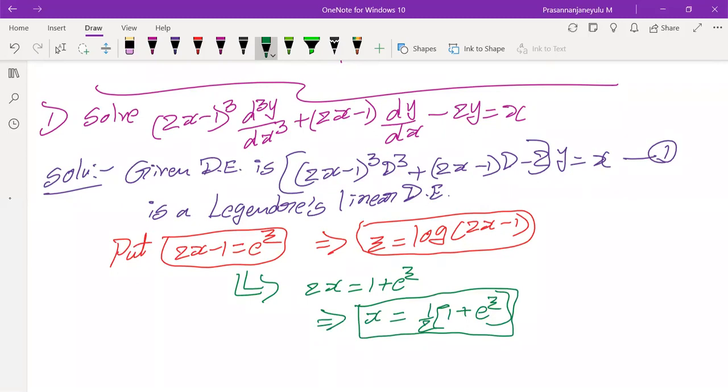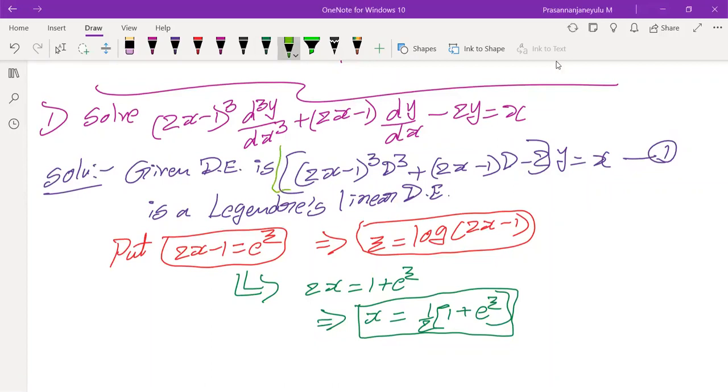Why I'm writing this: we do not directly take x equals e power z, as in the previous problems. But now I am writing x in functions of z. Now you check here, the right hand side of this x is everything in functions of z only. So I am going to substitute this in equation number 1 in our right hand side part. Then it will be useful for us.